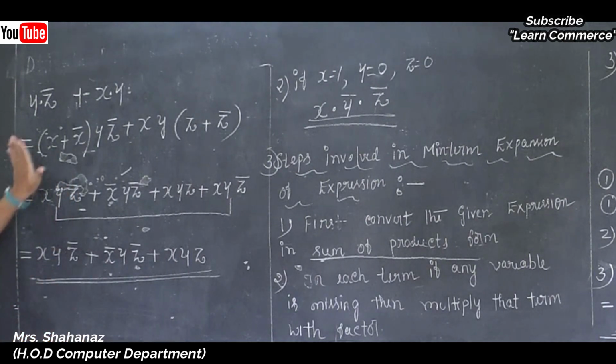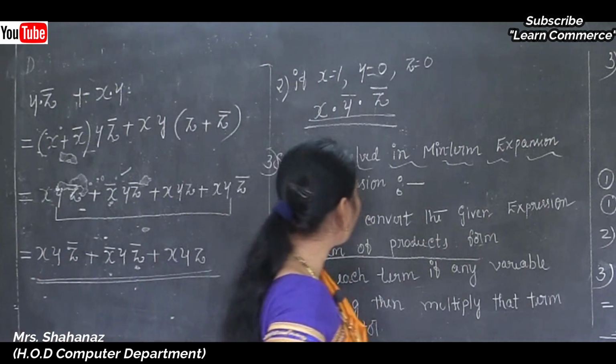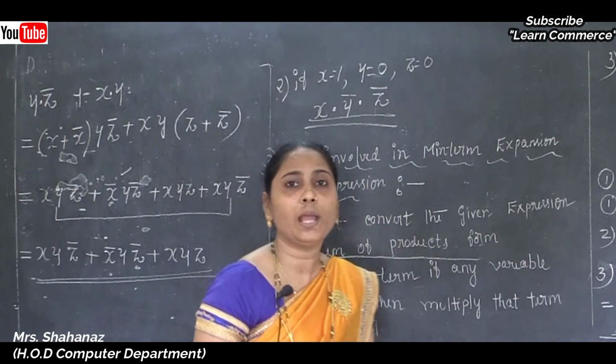Clear this point here? So this is the conversion, or the steps involved in minterm expansion of the expression.